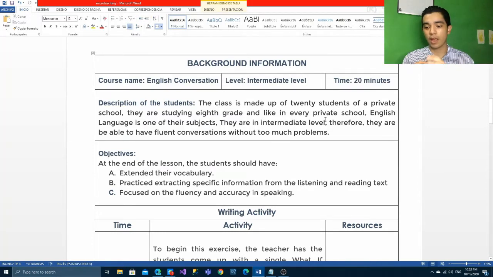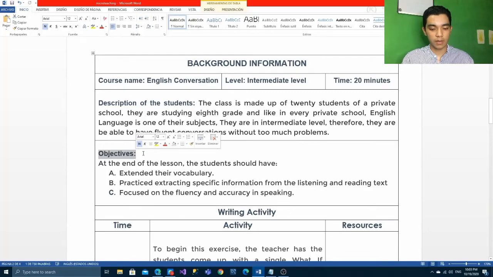It says that we have 20 students of a private school, studying 8th grade, and they have intermediate level. Therefore, they are able to have fluent conversations without too many problems. Then we have the most important part of the lesson plan, because this is the way, as a teacher, we have to follow during the lesson plan.